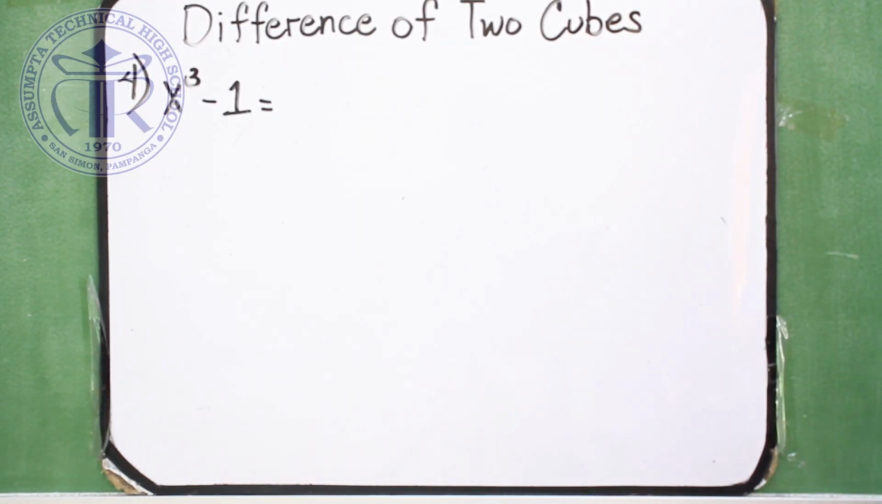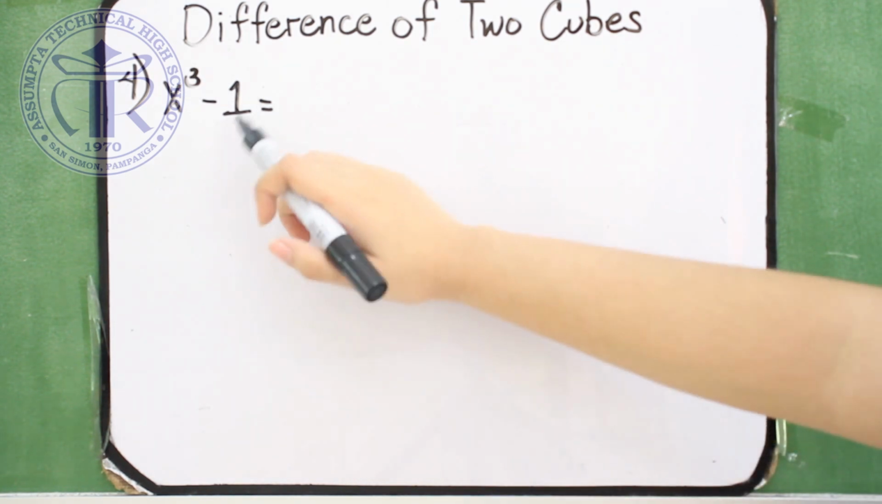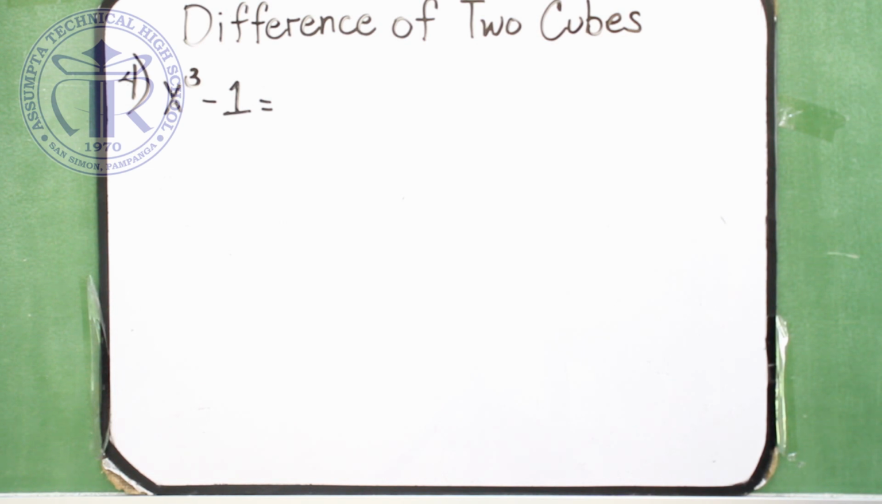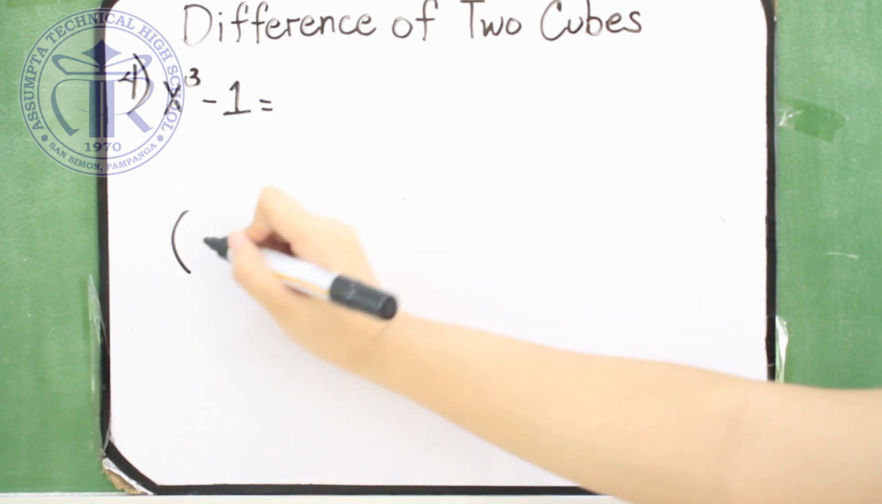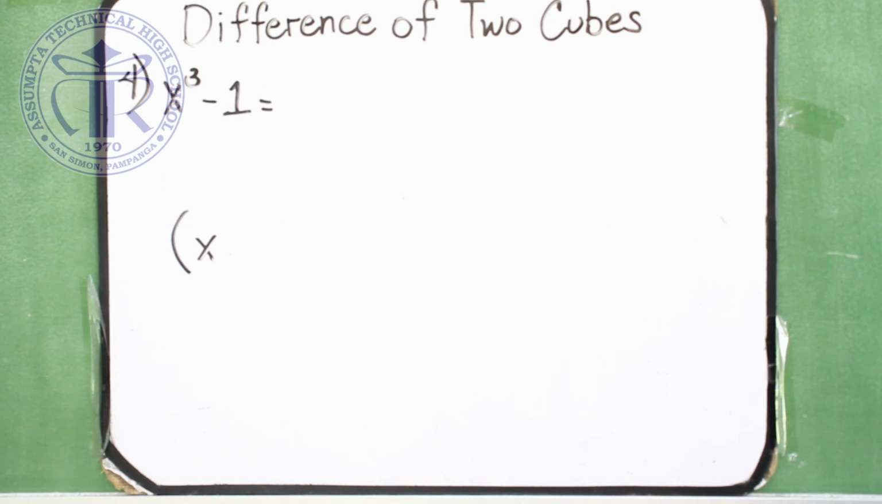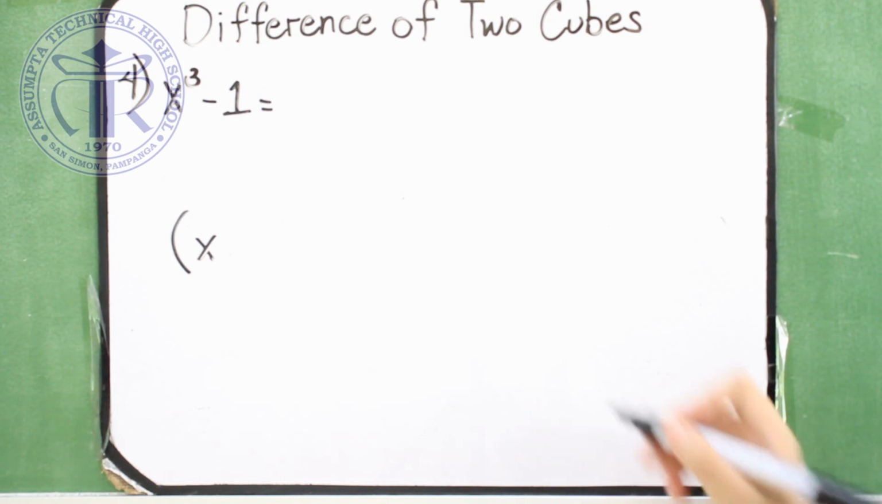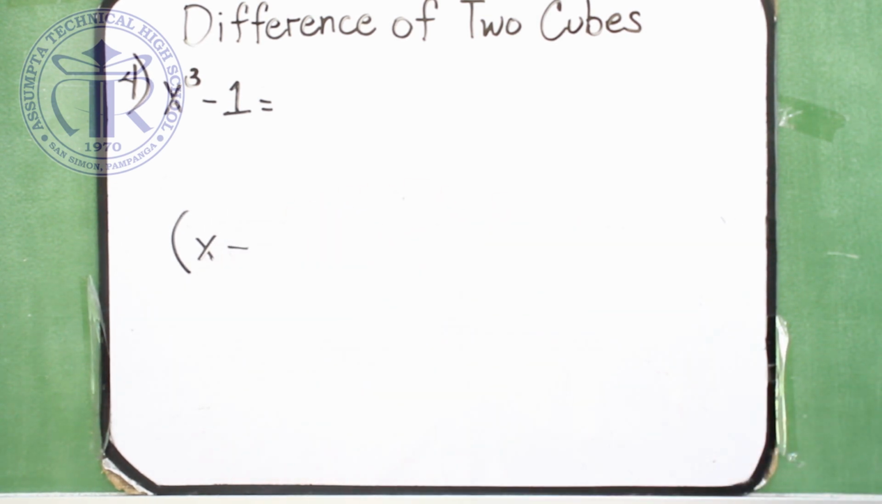cubes. So we will apply the same method. The only difference is the sign in the middle. So instead of positive, it will be negative. So first, form the binomial. The cube root of x cubed is x. So instead of positive, we will put negative. And then the cube root of 1 is still 1.